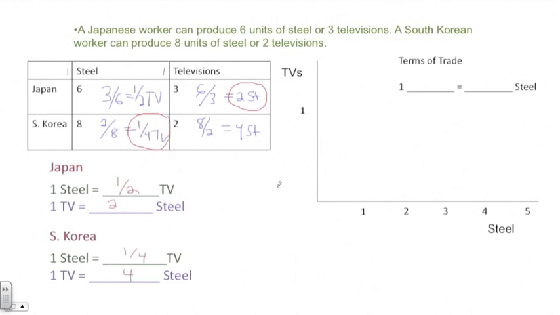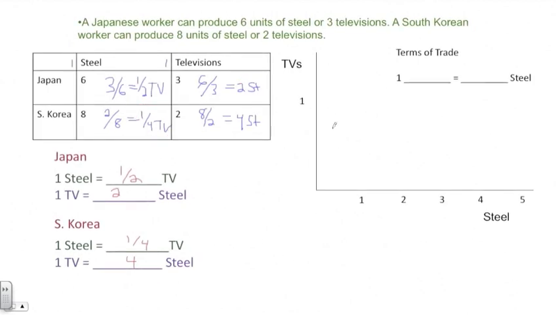We always want the country to produce the product for which they have less opportunity cost. Sometimes I recommend changing these to dollars. So instead of looking at this as 2 steel, I look at it as $2 and this as $4. And again, we're looking at who can do it with less cost. Over here again, we would have 25 cents versus 50 cents. Who can do it with less cost?